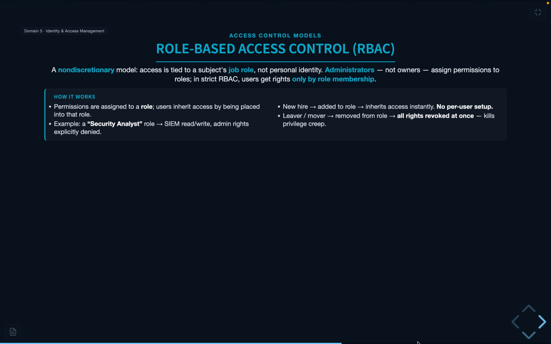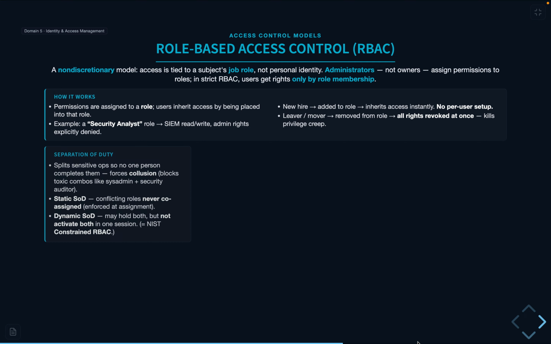And this also prevents privilege creep, that is, a subject cannot accumulate rights over a period of time since rights are linked with the role. So the role-based access control model ensures the separation of duties because a sensitive operation is split between two different roles so that no single person can complete it individually. So it forces collusion. It means two persons have to collaborate with each other to do a sensitive operation.